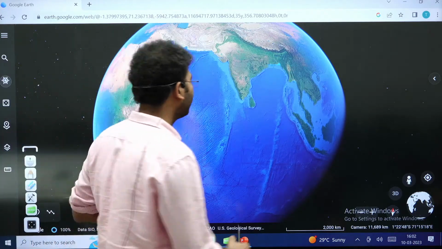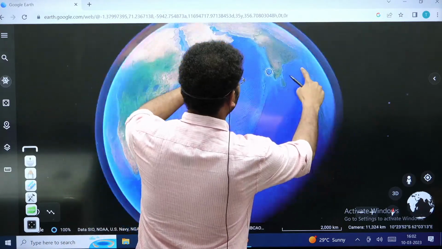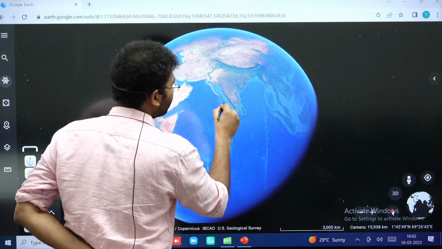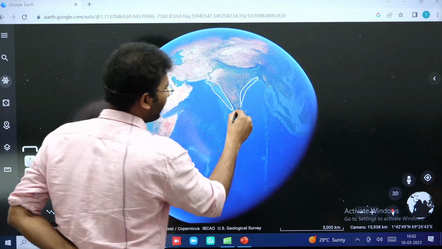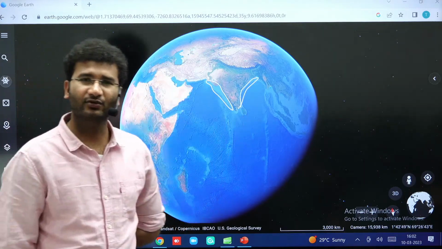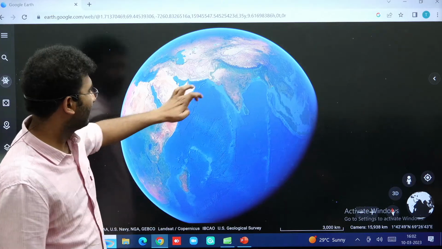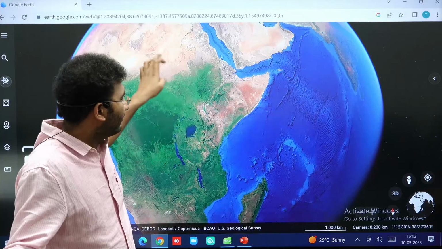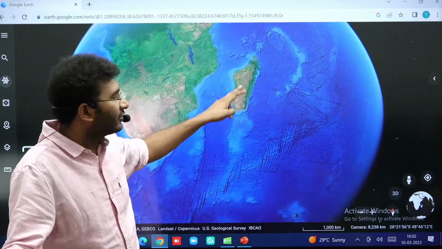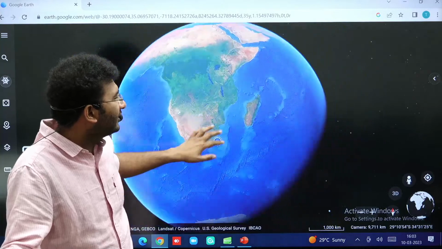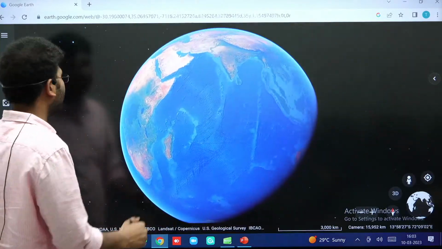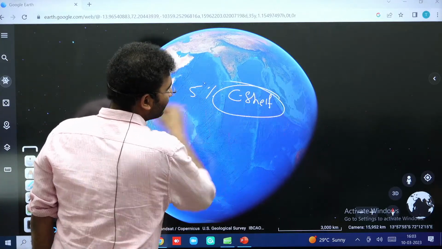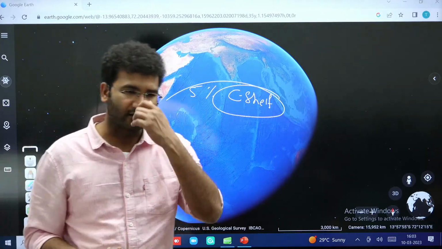Let me tell you, you look at the Indian Ocean. In the Indian Ocean, broadly speaking, the west coast of India has a very narrow continental shelf compared to the east coast of India. And you come to Africa. Some parts of Africa do not have a very deep, very wide continental shelf. Madagascar has some continental shelf on the west. On an average, in the Indian Ocean 5% of the area is continental shelf, right?